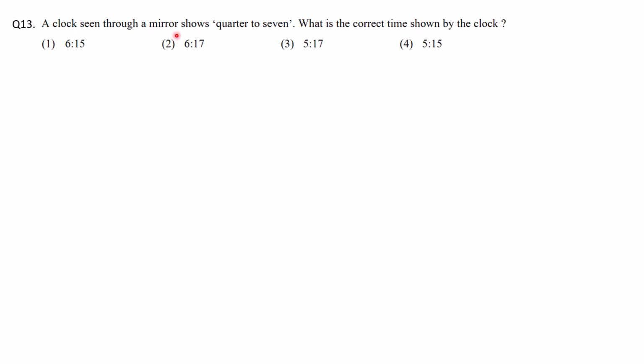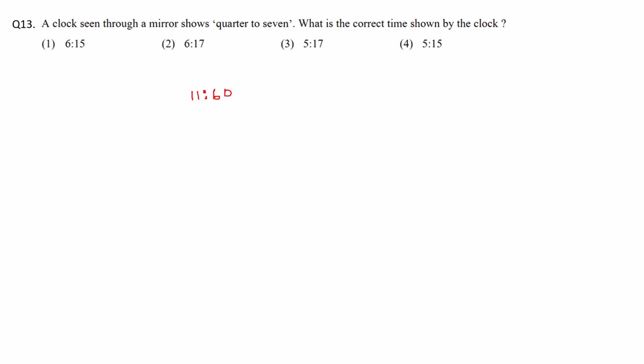A clock seen through a mirror shows quarter to 7. What is the correct time shown by the clock? So whenever you have to find the mirror image, there is a trick. You have to subtract the time from 11:60, but make sure that the time is given in 12-hour format. If it is not given in 12-hour, you have to convert it to 12-hour format.